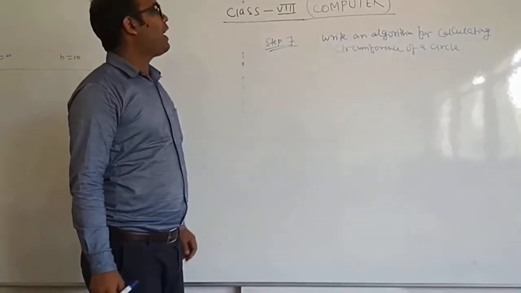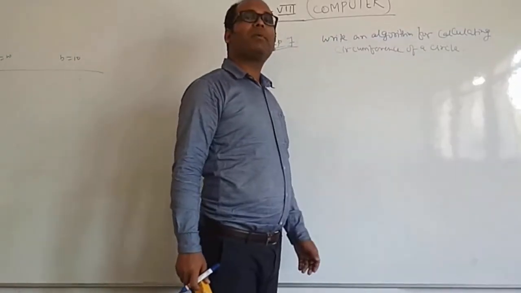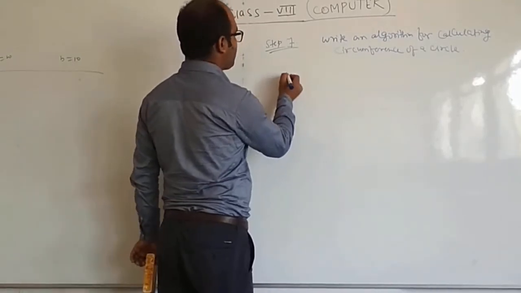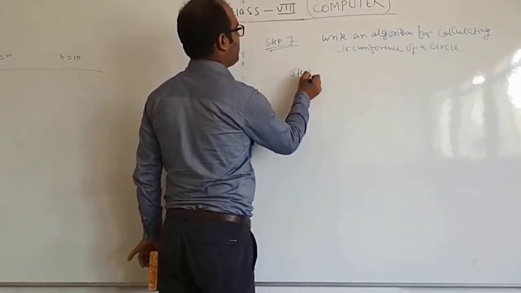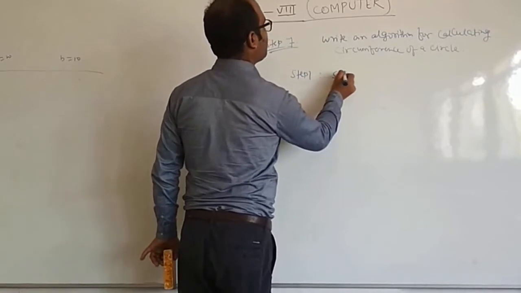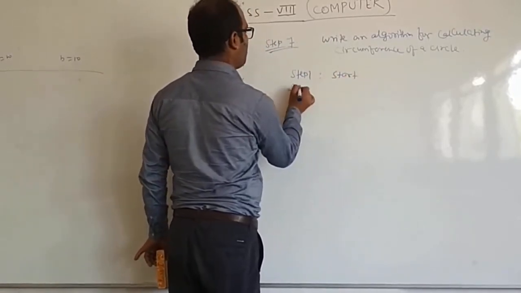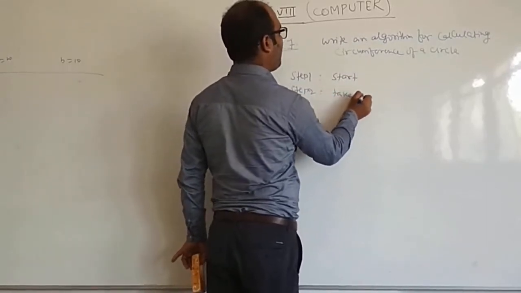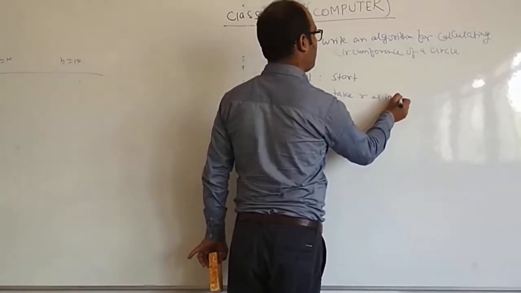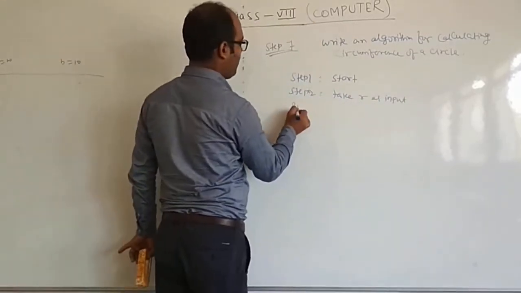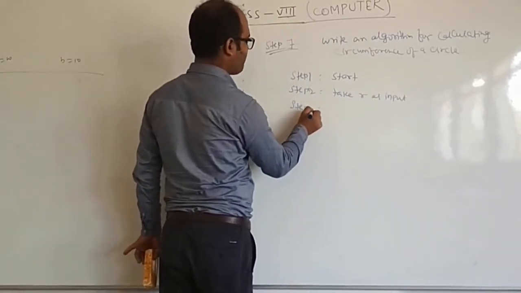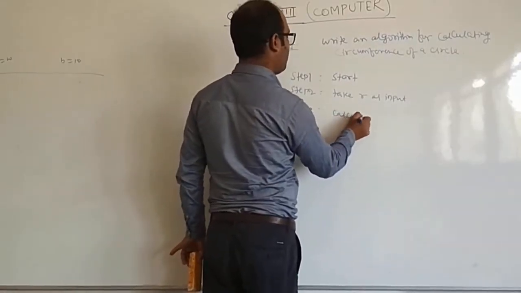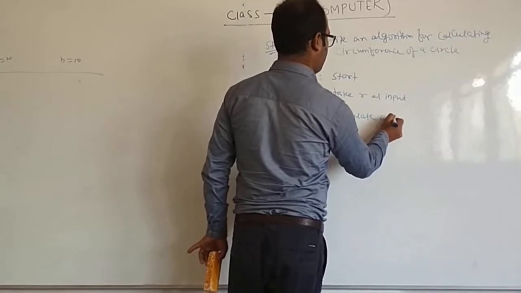Now next, write an algorithm for calculating the circumference of a circle. So how will you write the algorithm for calculating the circumference of a circle? So step 1, start. Step 2, take R as input. Step 3, calculate circumference.